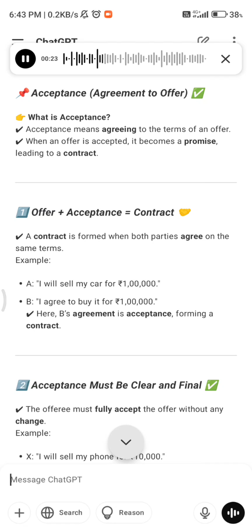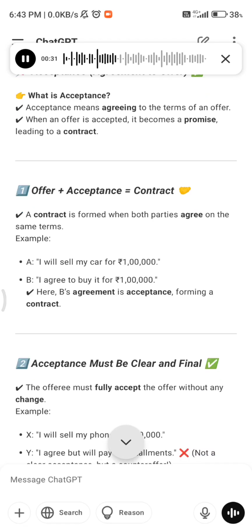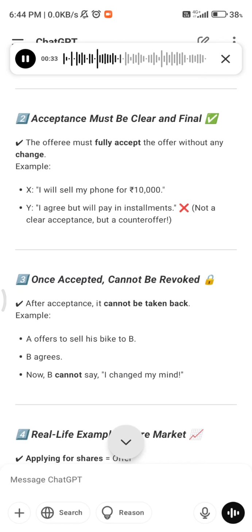Example, A: I will sell my car for $1,000. B: I agree to buy it for $1,000. Here, B's agreement is acceptance, forming a contract. 2. Acceptance must be clear and final. The offeree must fully accept the offer without any change. Example, X: I will sell my phone for 10,000. Y: I agree but will pay in installments. Not a clear acceptance, but a counteroffer.